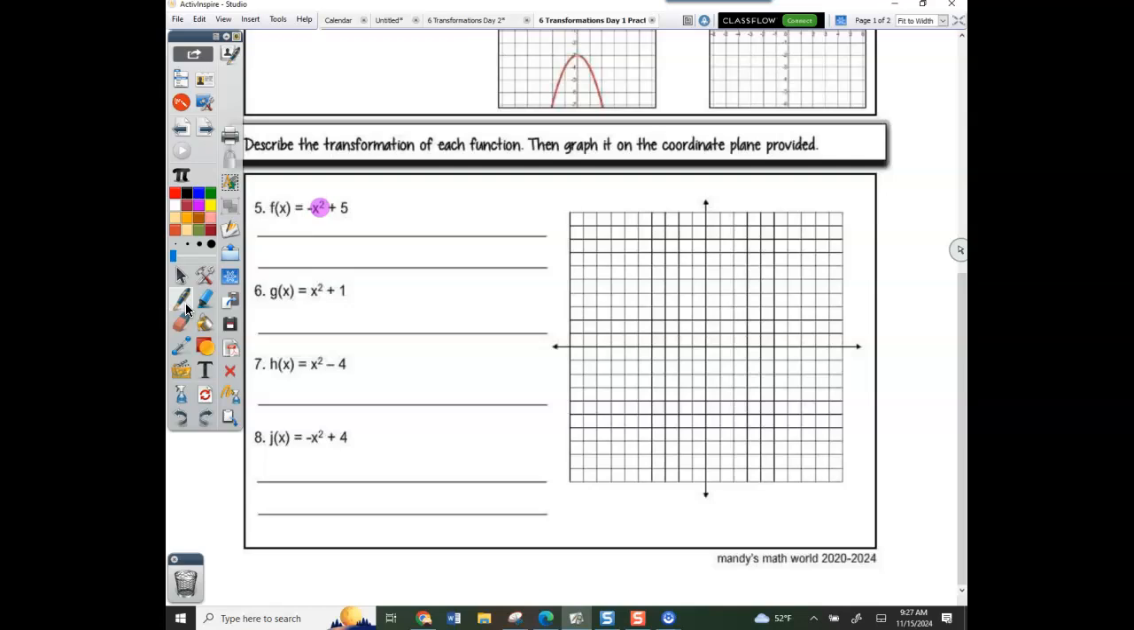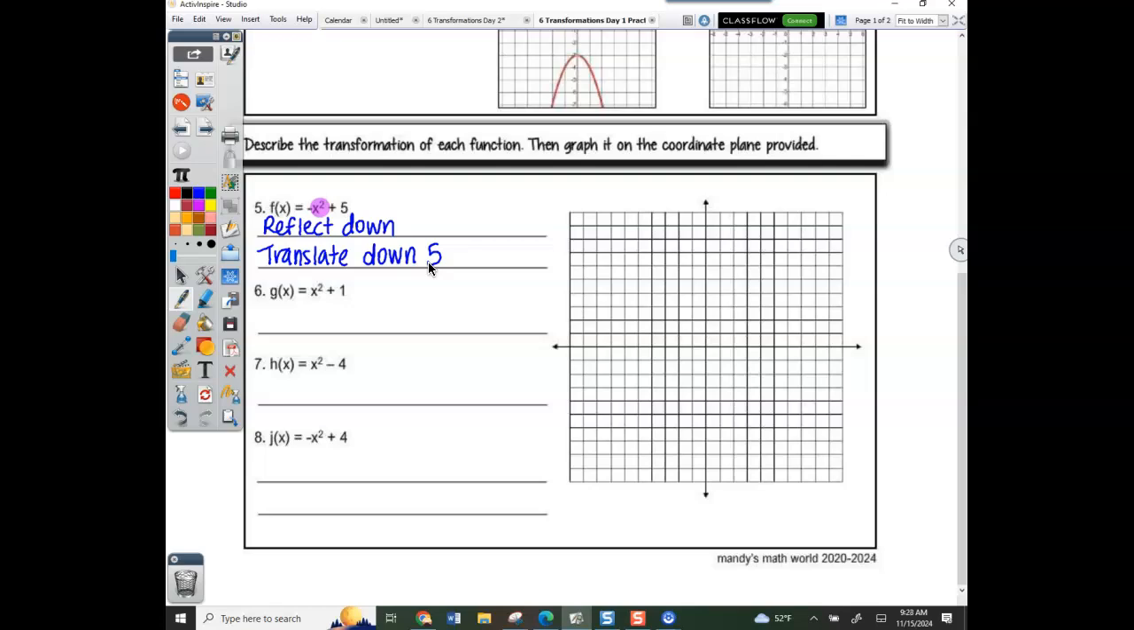All right, so reflect down, and then you can say translate down 5. Or you can say shift down 5. But it's very important that you know that it's down 5. Okay? It's going to open down, and then it's going to bump down.